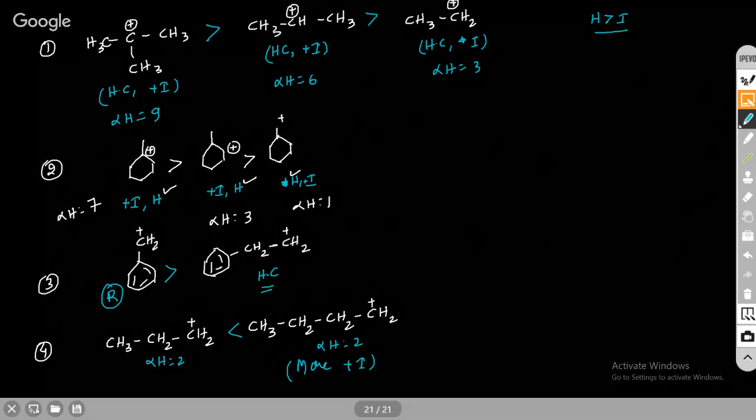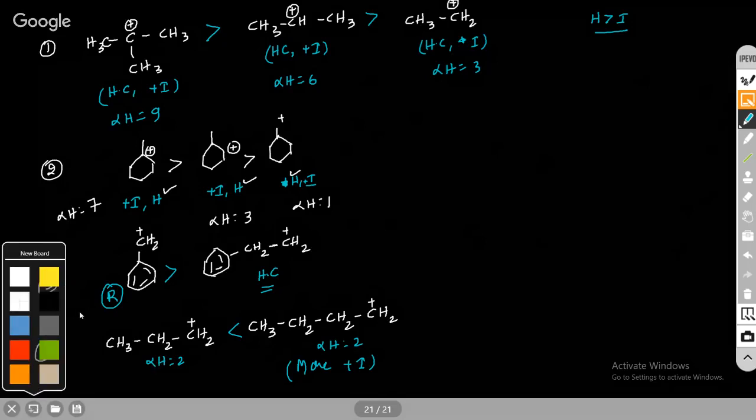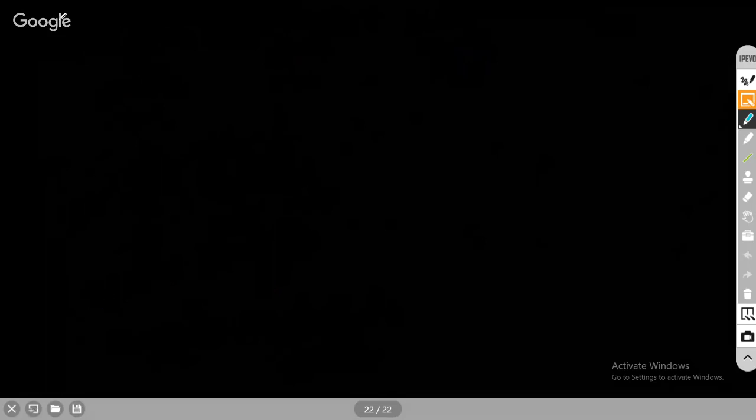Now, hyperconjugation, like resonance and I effect, also has two types. One is plus H and the other one is minus H. Plus H are what? These are electron releasing effect, electron releasing group, like we have plus I and plus R. Similarly, minus H are electron withdrawing group.